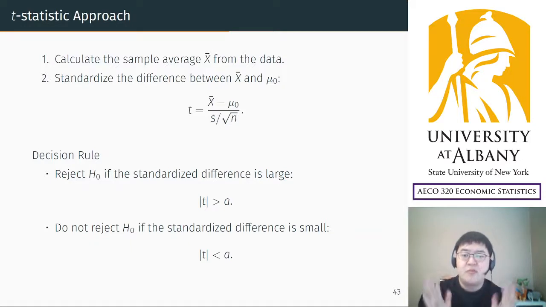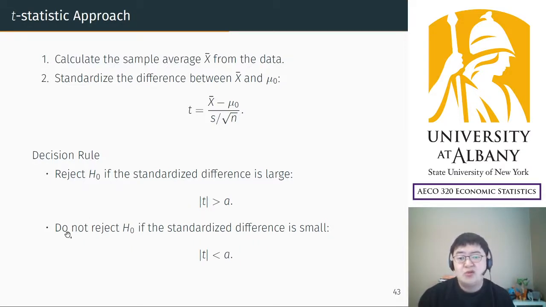So remember, the absolute value of t is greater than a means t itself is greater than a or smaller than minus a. So the difference could be toward the positive side or negative side. So x bar, what you observe, could be greater than what you expected or smaller than what you expected. So we include both sides here.